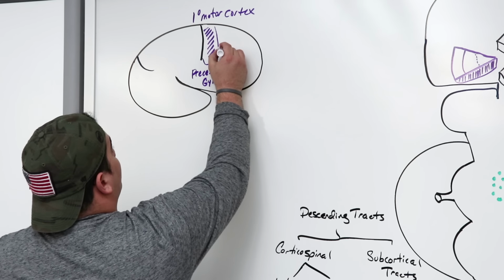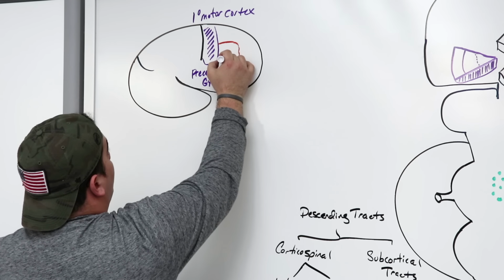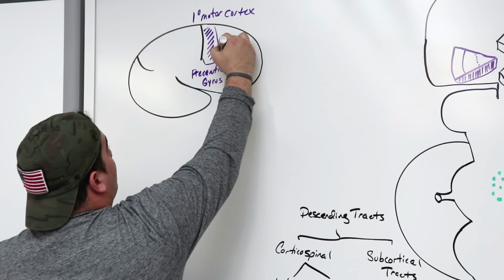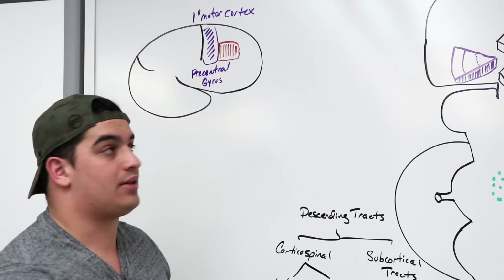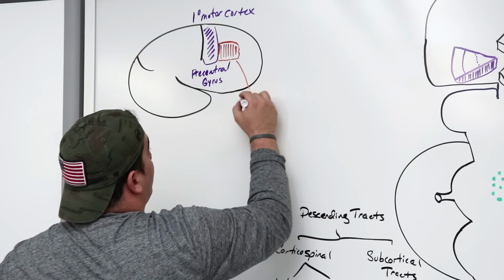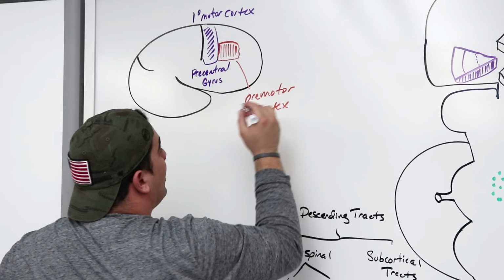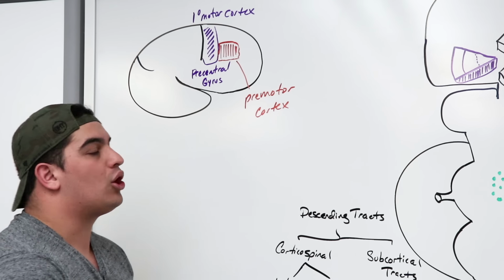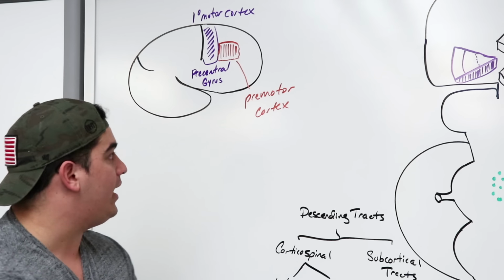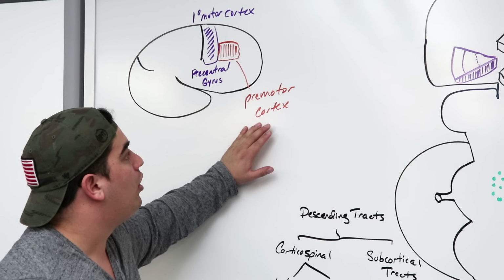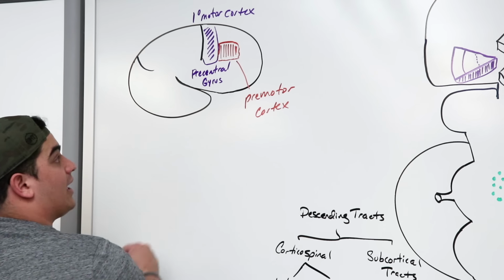There's one right here, a little bit anterior to this precentral gyrus. There's another part here, just anterior to it. And this one is actually called the premotor cortex. So this one right here is called the premotor cortex. This one is more associated with learned and repetitive or planned motor movements. Okay? And this one also has descending axons that can come down.